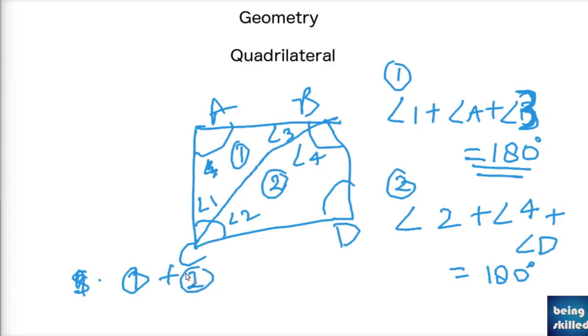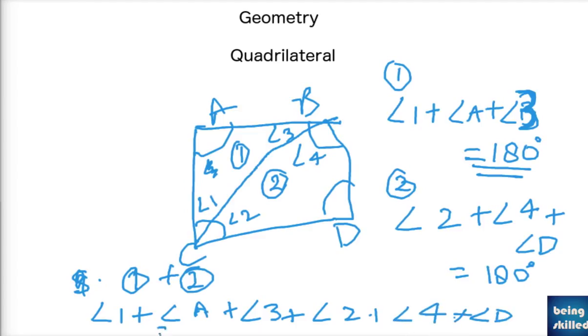Angle 1 plus angle A plus angle B plus angle 3 plus angle 2 plus angle 4 plus angle D. You can see that angle 1 and angle 3 will form angle B, this is angle A, and angle 2 and angle 4 will form angle C, plus angle D, which is equal to 360 degrees. So the sum of interior angles of a quadrilateral is 360 degrees.